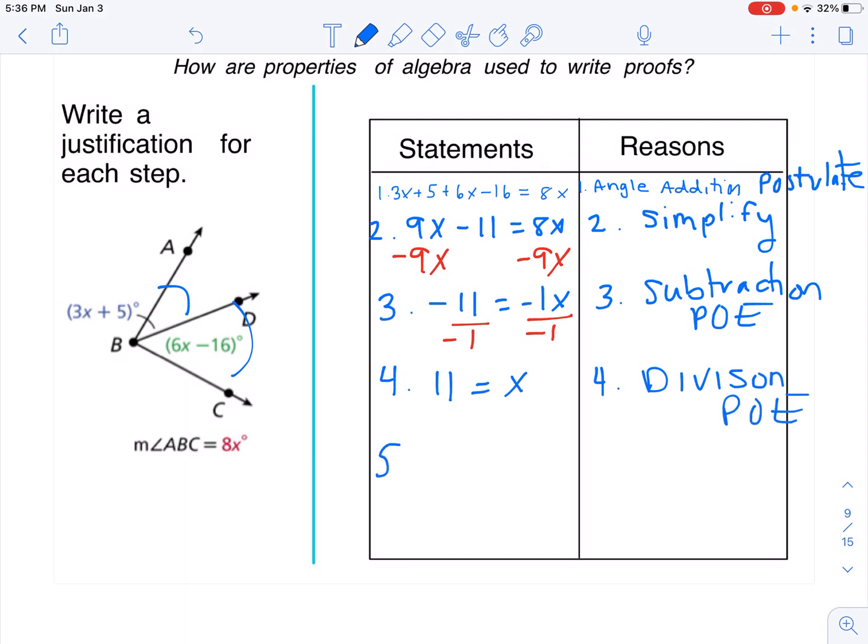And finally, we like to write our answer as x equals 11. Do you remember what that is, where you can switch the order? That is the symmetric property of equality. That's it for notes, so you can try your homework.